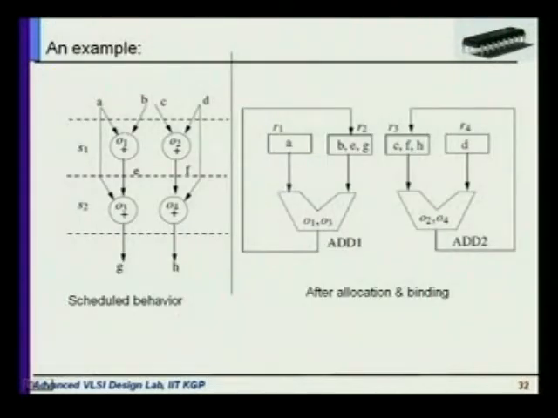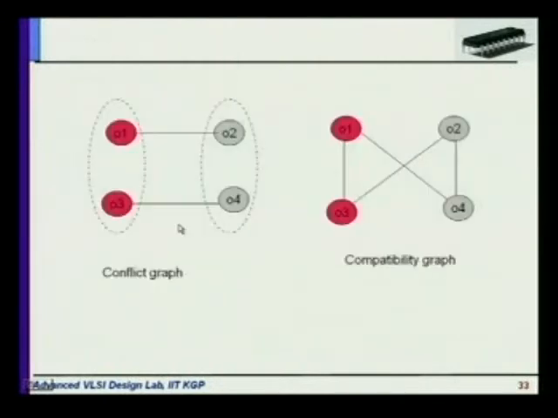Here is a very simple example. Suppose in the schedule, in time step 1, operations O1 and O2 are scheduled, and in time step 2, O3 and O4 are scheduled. So it's clear that O1 and O2 cannot be executed in the same function unit, but O1 and O3 can be. So this is one solution. In function unit 1 you map O1 and O3, and in function unit 2 you map O2 and O4. And graph coloring also says the same thing.